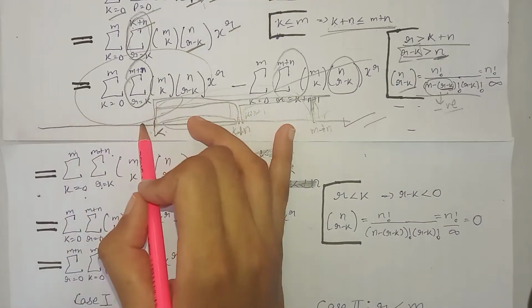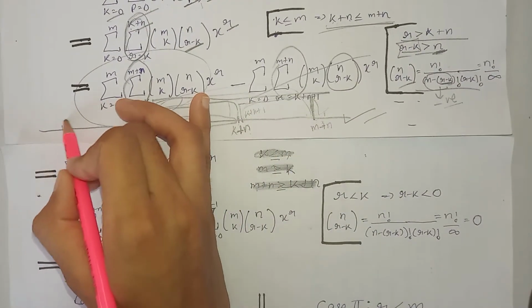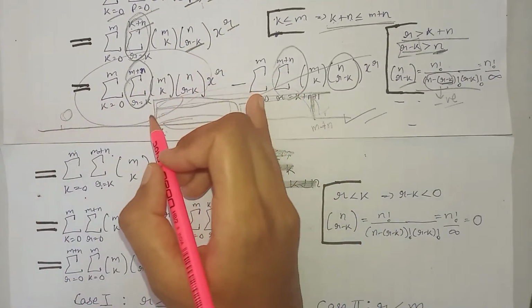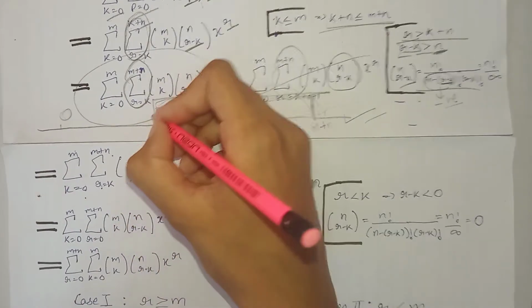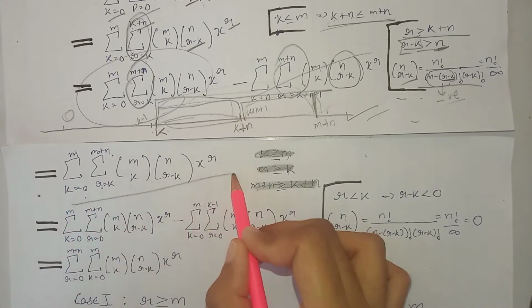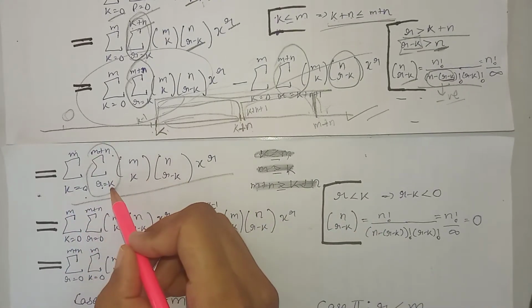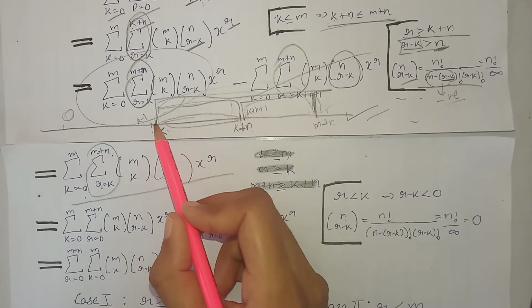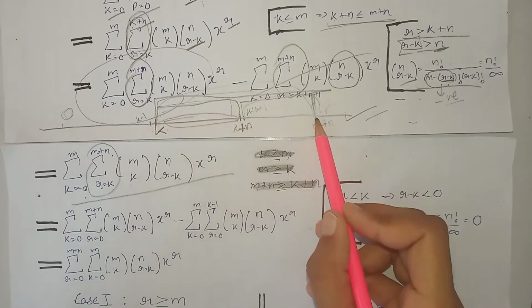Now in this number line we must have 0 here, and a point just before k must be k minus 1. Now we see that in this term we are using the interval from k to m plus n, that is we are using the interval from here to here.